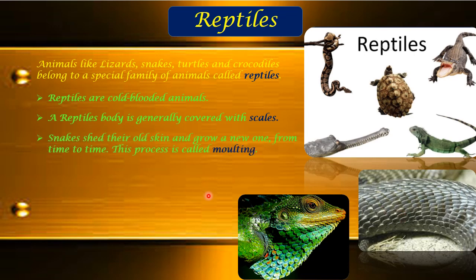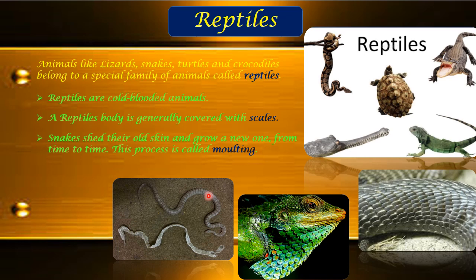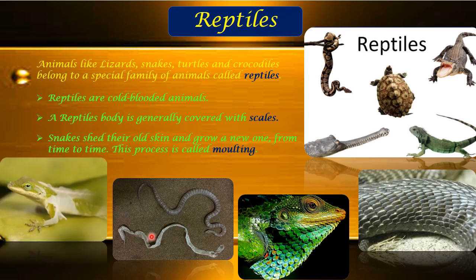Snakes shed their old skin and grow a new one from time to time. This process is called molting. You might have heard this in stories, and some elders will say the snake will shed its skin and the new skin will be formed on its body. They use this skin for many purposes, such as business. Here is another example I have given: see this lizard, this also sheds skin. Can you see this? Yes, so this is one of the special characteristics of reptiles, and this process is called molting.